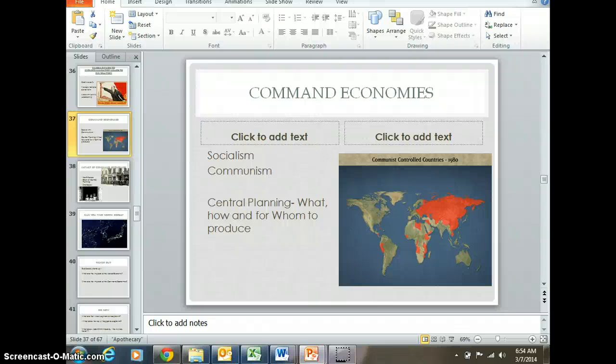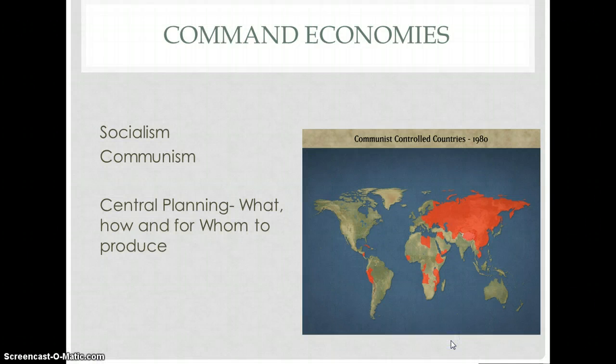All right, so now let's take a look at the command economies of socialism and communism. How do they address the three economics questions? So first, let's take a look at the question of what to produce. How does the command economy, socialism, communism, how do they answer the question of what to produce?